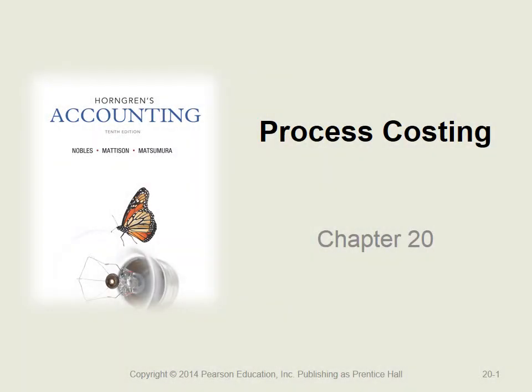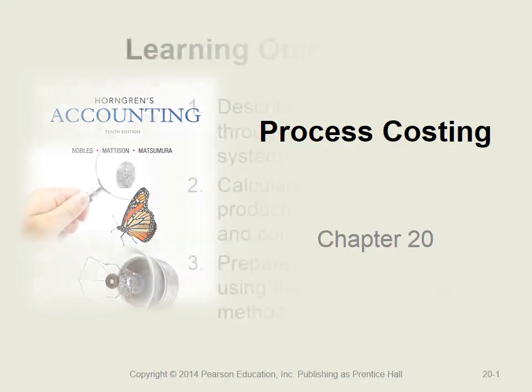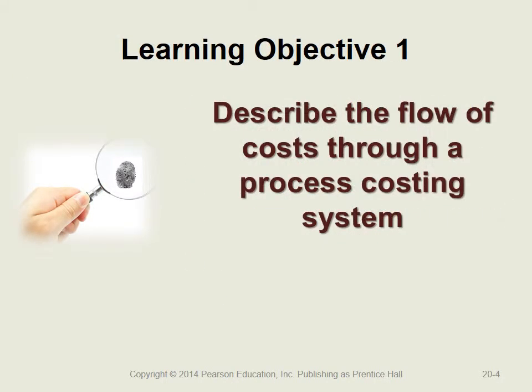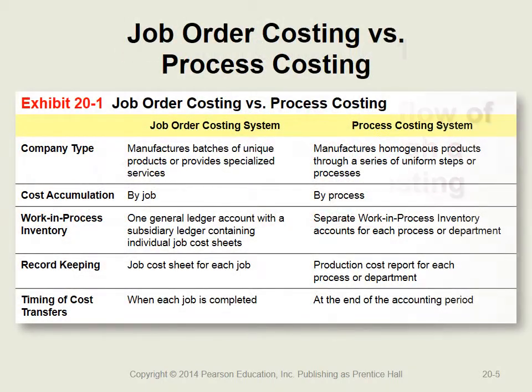Chapter 20, Process Costing. As we learned in Chapter 19, companies that manufacture batches of unique products or provide specialized services use job order costing to determine product or service costs. Smart Touch Learning used job order costing for tracking costs of its tablets.